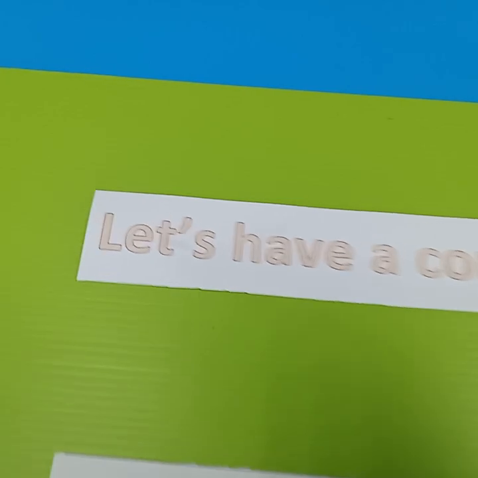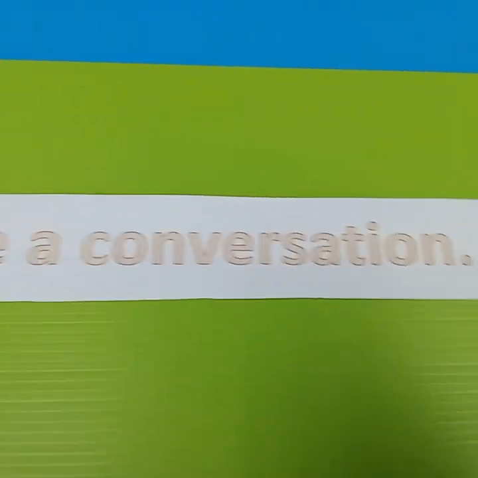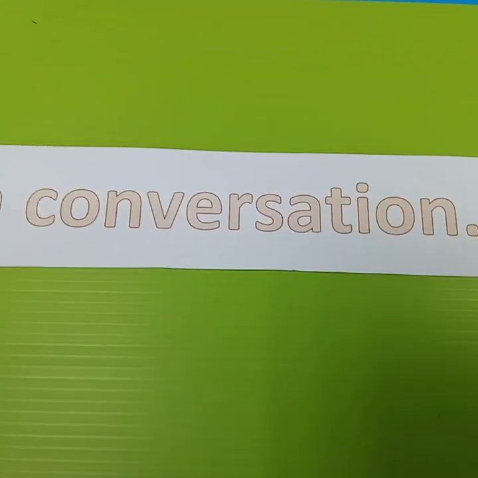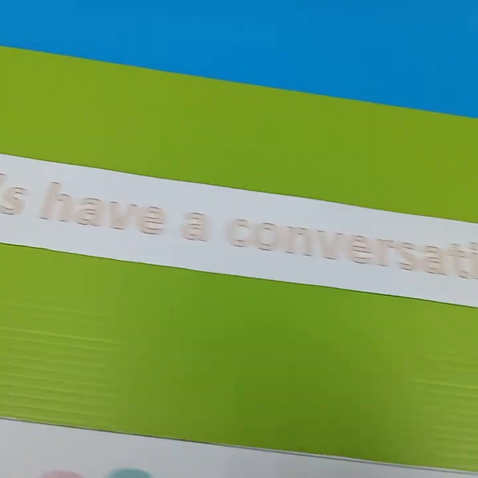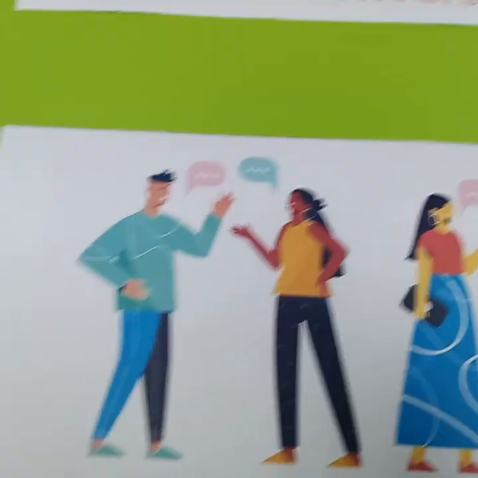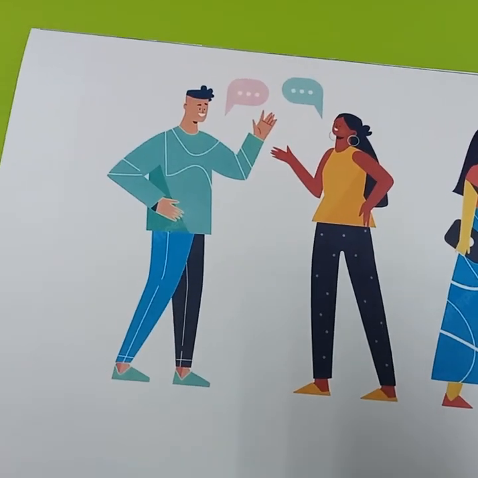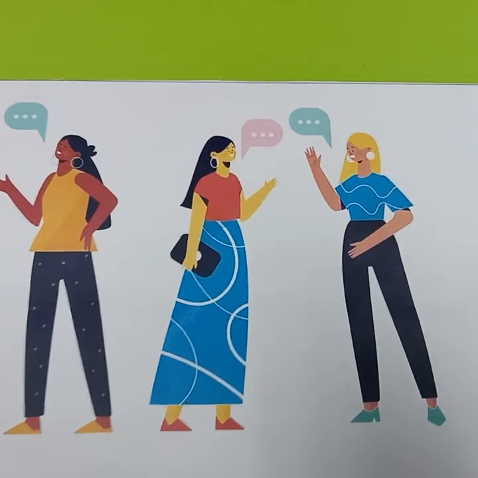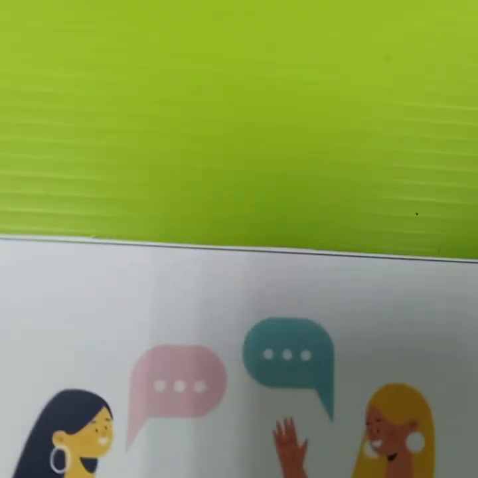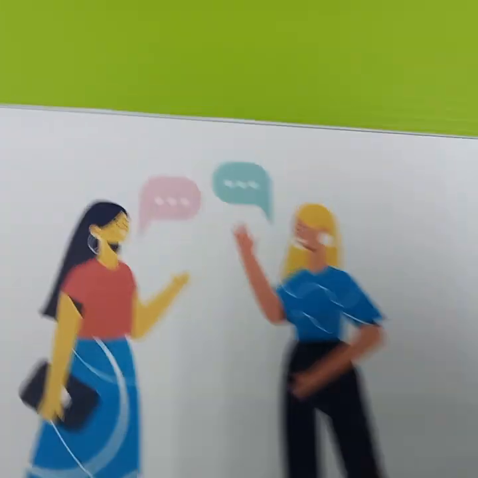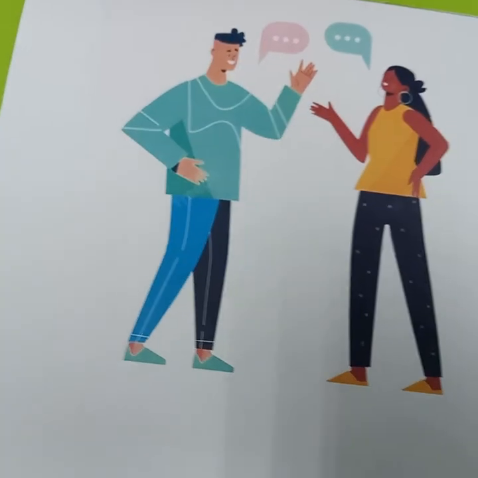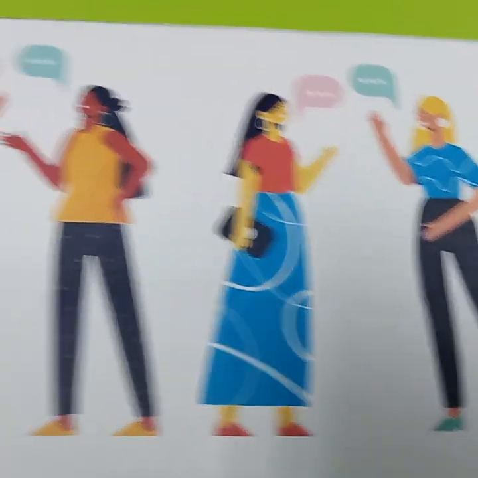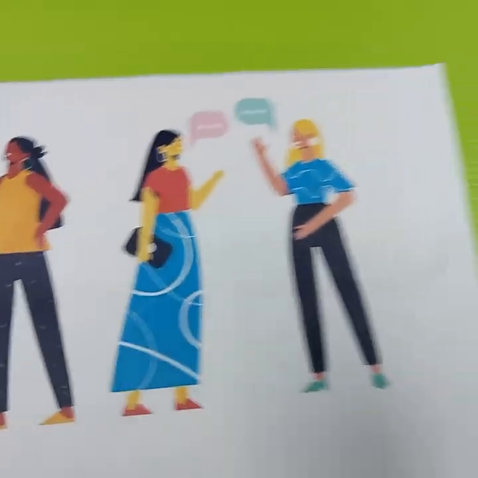All right. This is the chart. It shows, let's have a conversation. That word is conversation. As you see, there are pictures with it, two people having a conversation. These are speech bubbles, we call them speech bubbles. They are for a conversation. Very good.